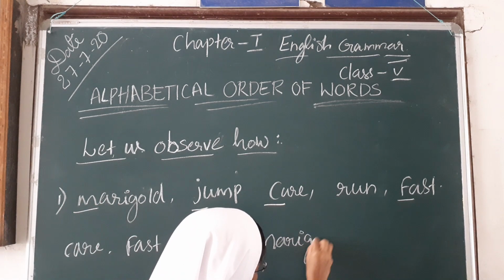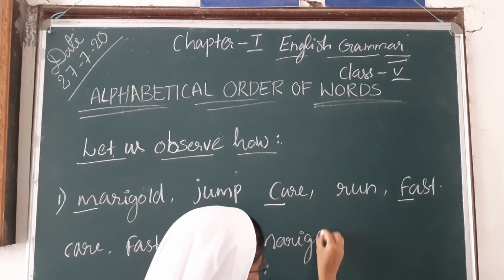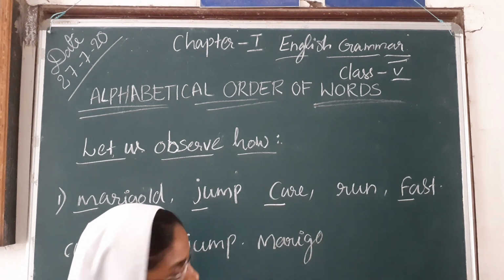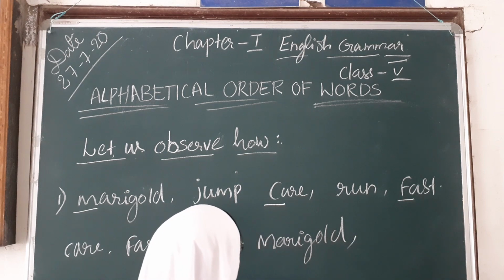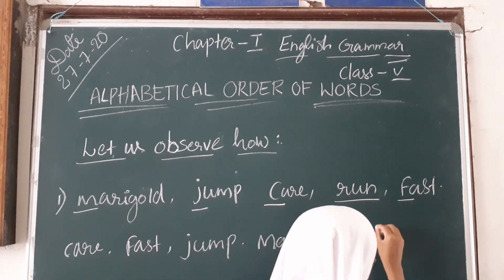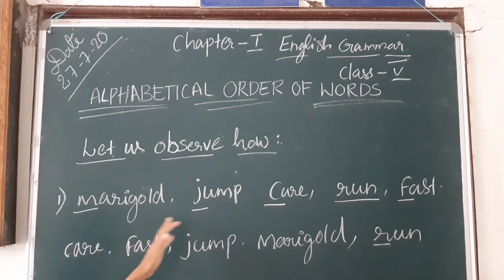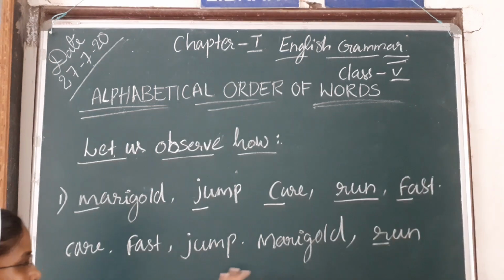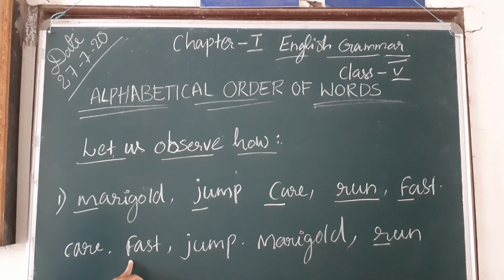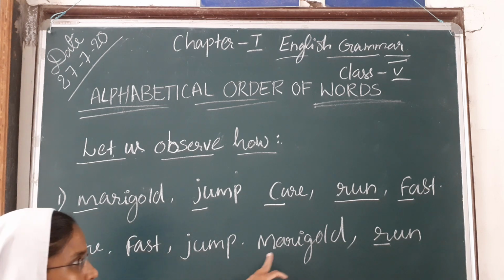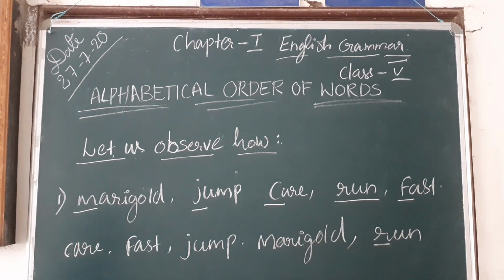Then fourth comes M, marigold. Then fifth, run, R-U-N. These are the words arranged in alphabetical order. First one C, second one F, third one J, M, R. We arranged this in alphabetical order.